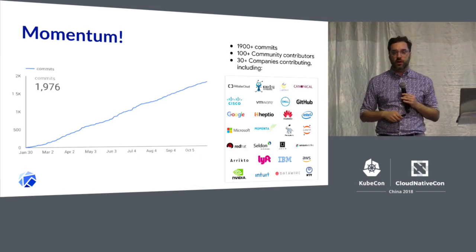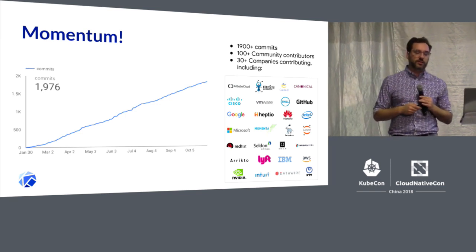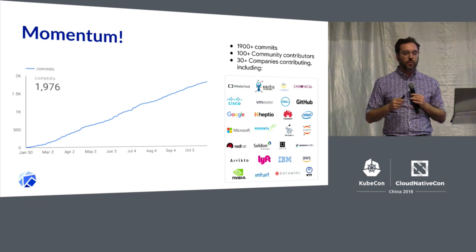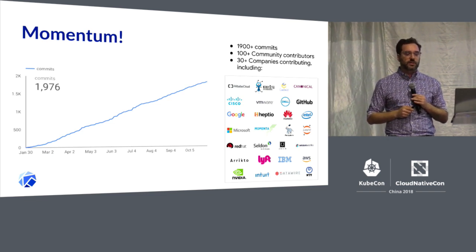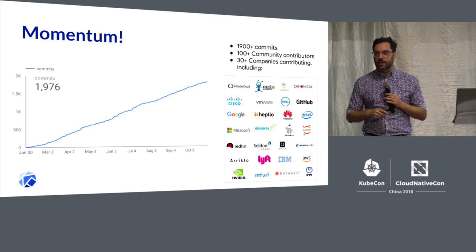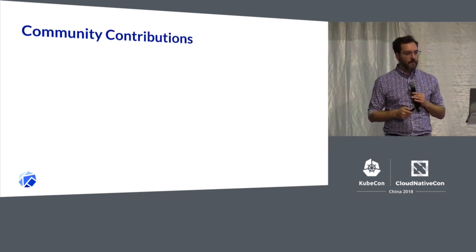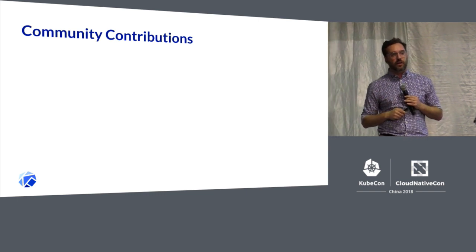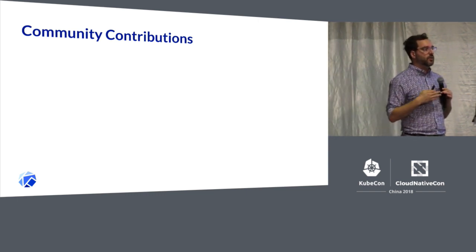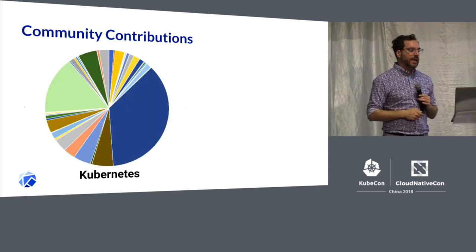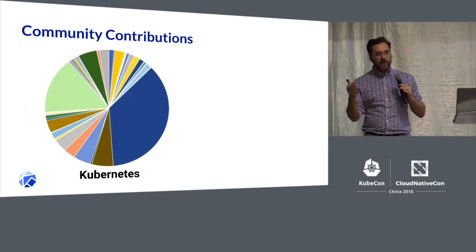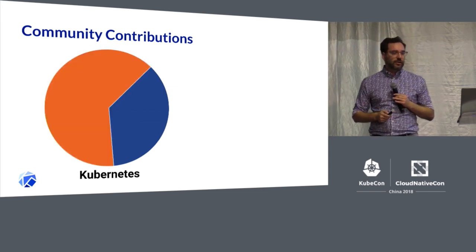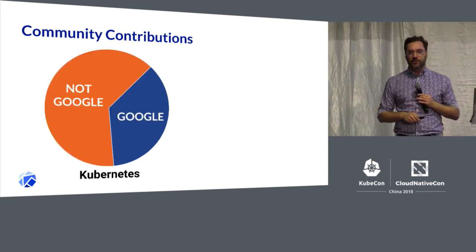In the years since we've launched, we have a tremendous amount of momentum. 1,900 commits, over 100 community contributors, with 30 different companies contributing, including the list you see here, and many more. And when I say what it means to have a rich community, it looks like the following. When you think about one of the most successful communities in the world, Kubernetes, it looks something like this. And I know that it's a lot of different companies contributing in a lot of different ways. Let me kind of simplify it for you. It looks like this. That's Google, and this is not Google.